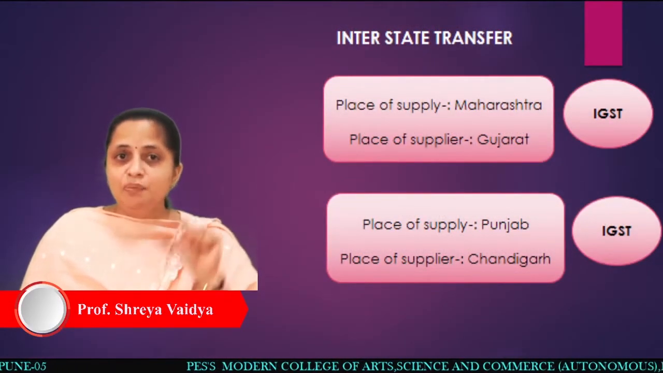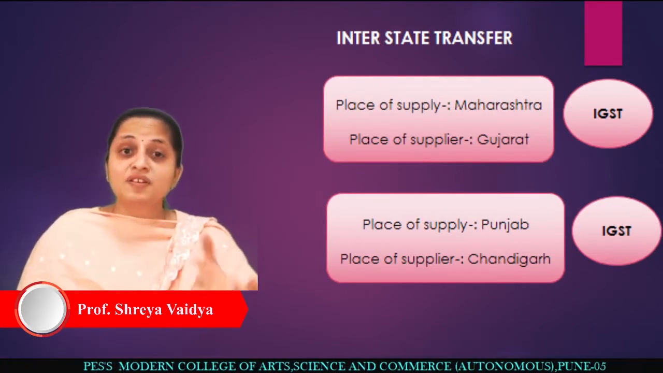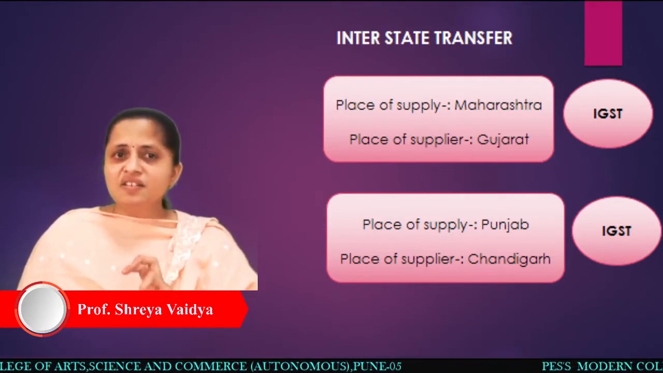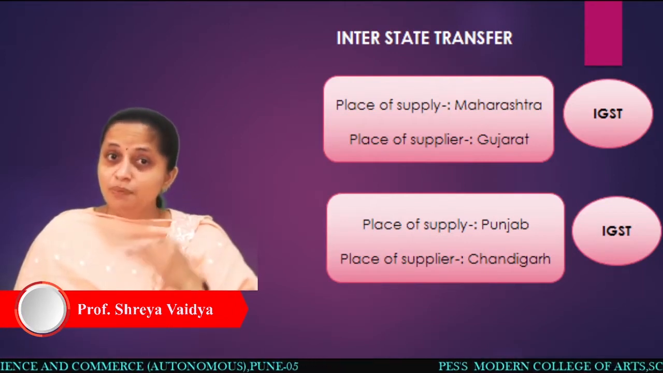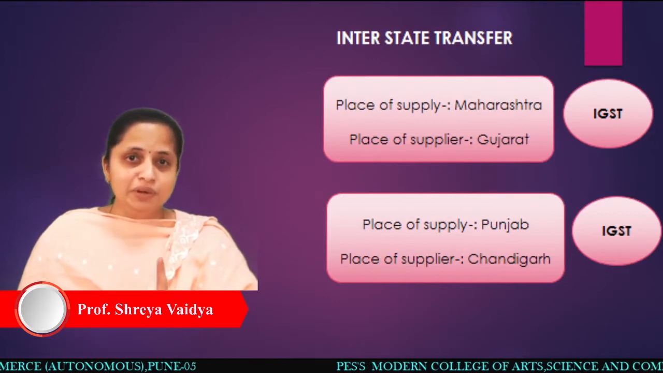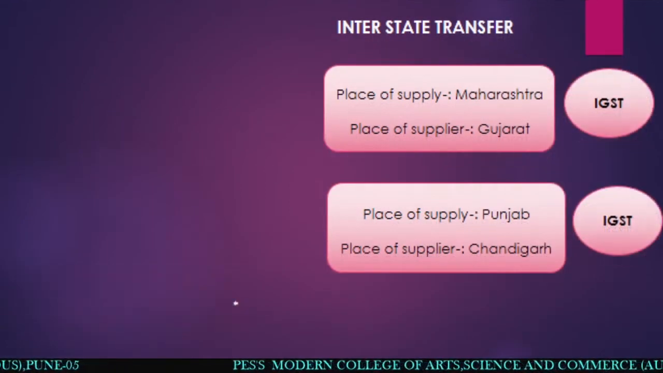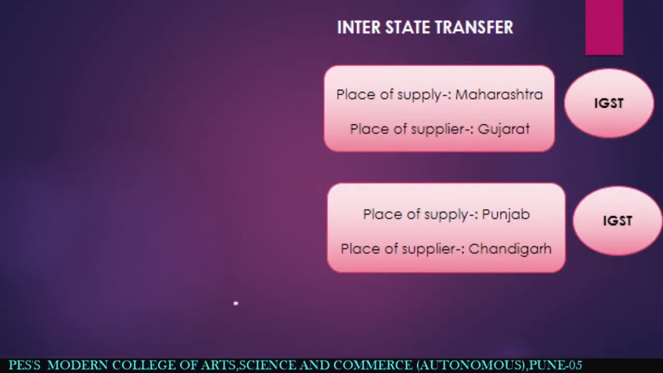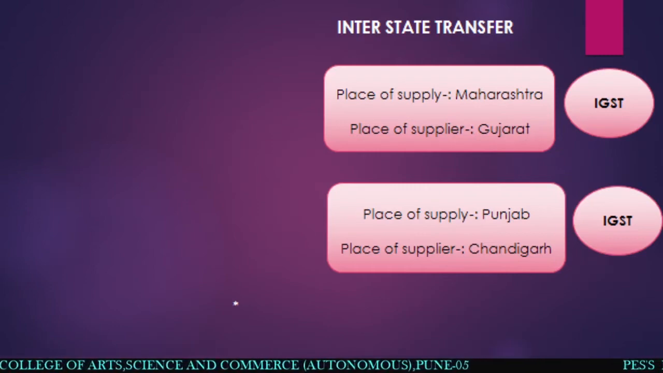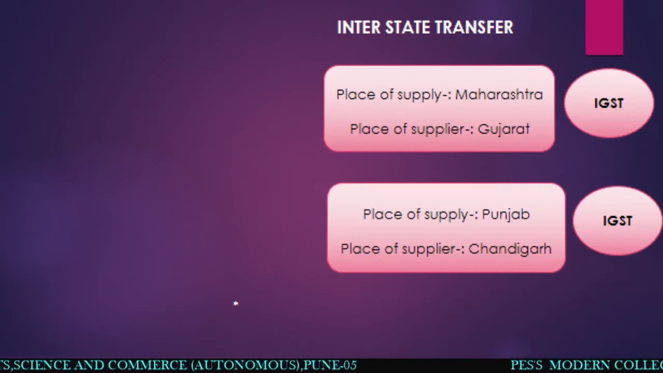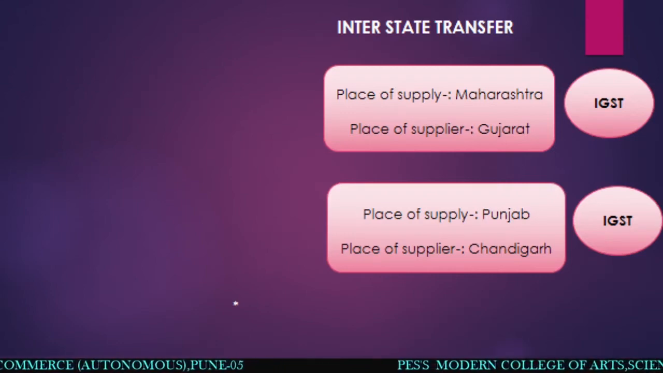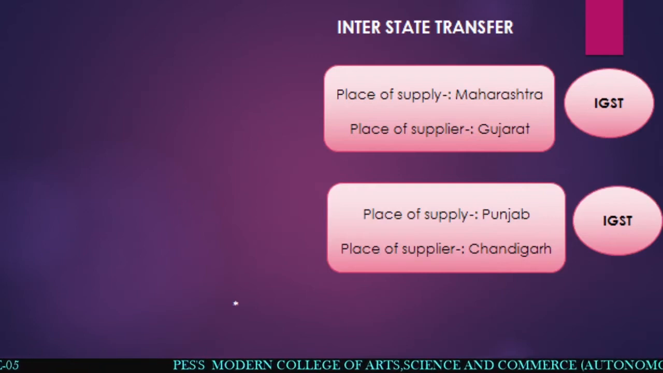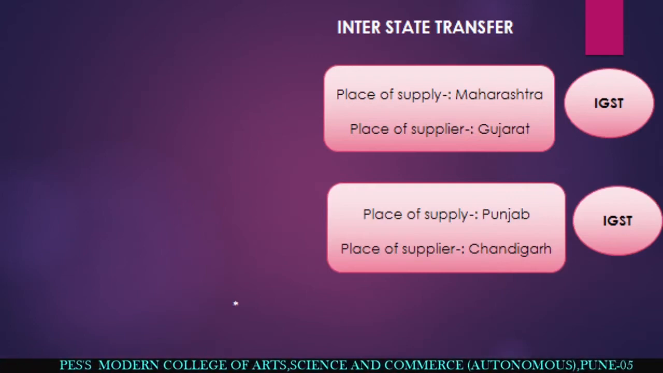See, in the first case, the place of supply is Maharashtra, while the place of supplier is Gujarat. So it is an interstate transfer. So IGST is charged. In the second case, the place of supply is Punjab and the place of supplier is Chandigarh. Now students, Chandigarh is located within the state of Punjab, but Chandigarh is a union territory and hence it is not considered an intrastate supply, it is considered an interstate supply. So according to section 7 of the IGST Act 2017, when the place of supply is Punjab and the place of supplier is Chandigarh, we have to apply the IGST.